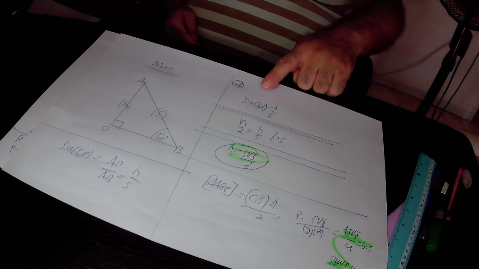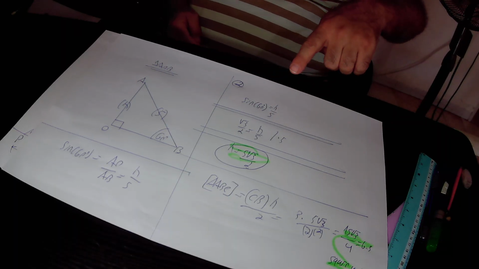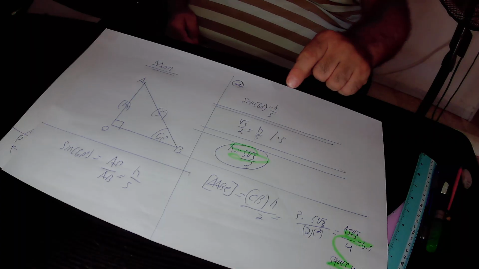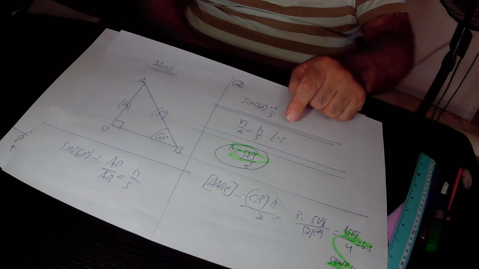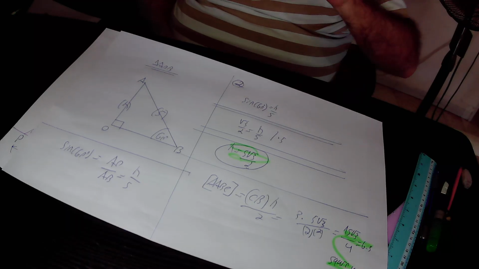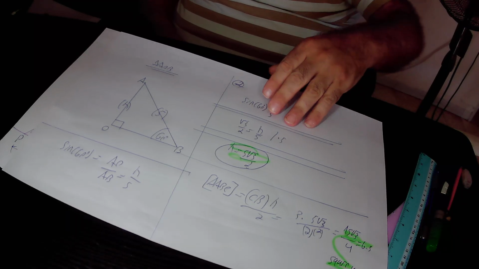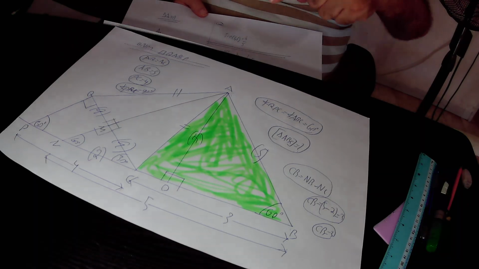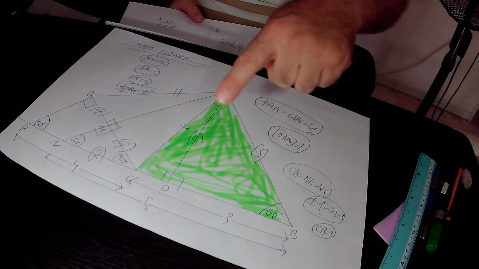Sin of 60 degrees is square root of 3 over 2, so square root of 3 over 2 equals H over 5. Here we multiply this equation by 5 and finally find that H equals 5 times square root of 3 over 2 units in length. Our task is to find the area of this green triangle ABC.